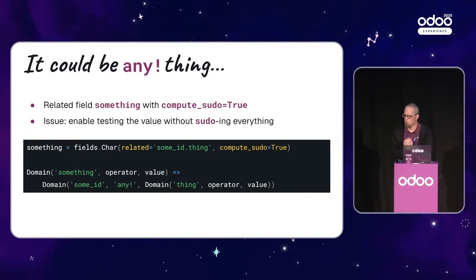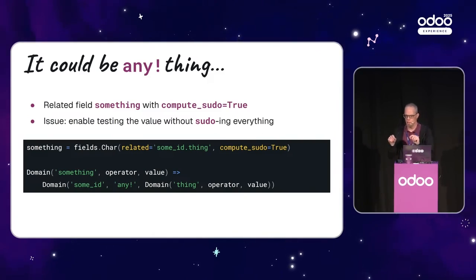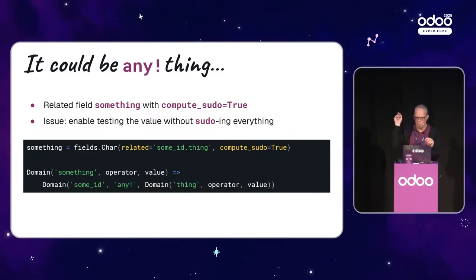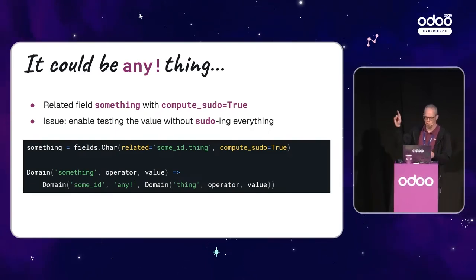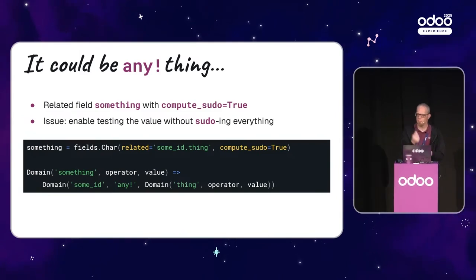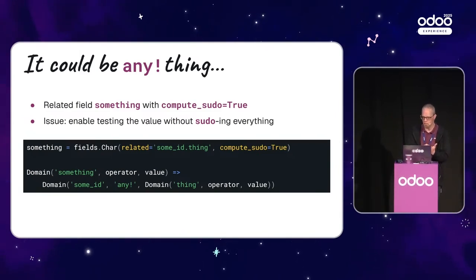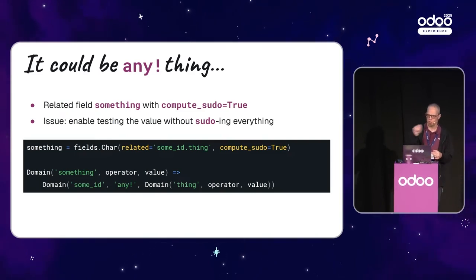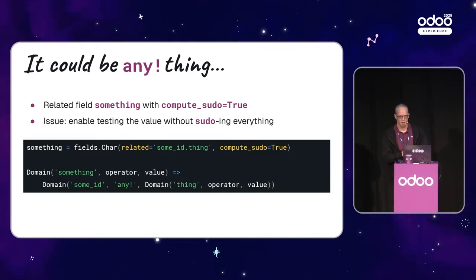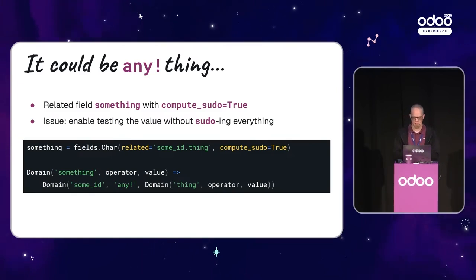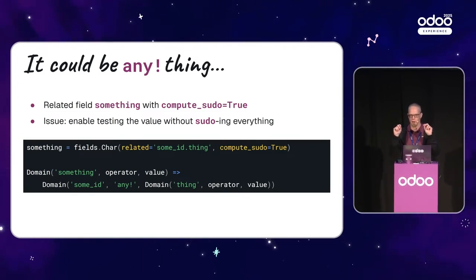And if it's computed sudo, it means that you can actually test anything on the value of that field. So you could put any condition on the value of that field, even if you don't have access to its model. So if you don't have access to the model of the field thing, you should still be able to apply a domain to test the value of the field thing next to some ID. And so to try to implement that, essentially we made an operator any.